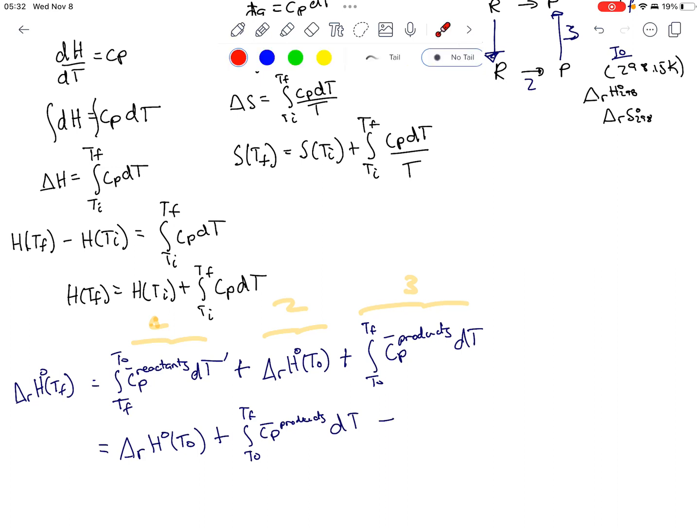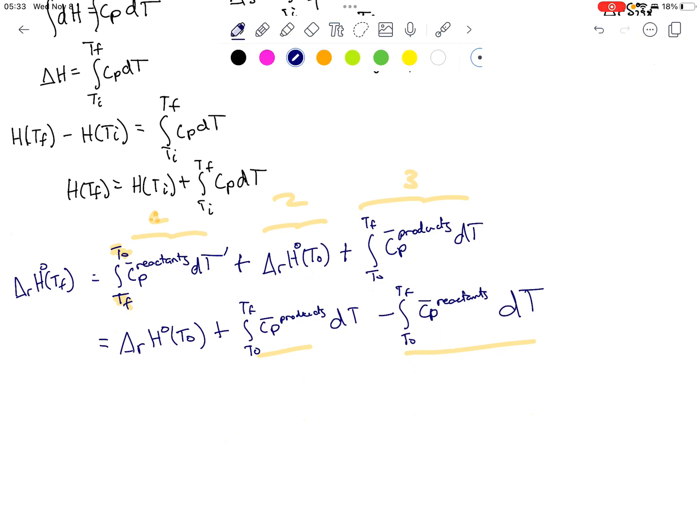minus, now this thing here, this is going from T naught to Tf. I want to switch those integration bounds, which means putting a negative on it. So when I flip the bounds of integration, I have to switch the sign, and I can do negative T naught to Tf Cp bar of reactants dT. These two terms have the exact same bounds, so I can combine those and get delta RH naught T naught plus, when I combine these two things, Cp bar of products minus Cp bar of reactants.